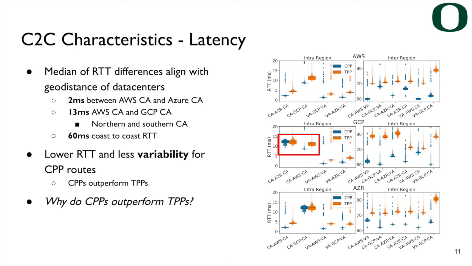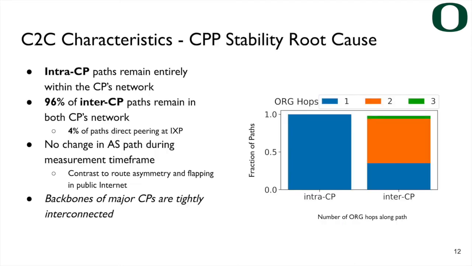Overall, across all paths, we consistently see that CPP paths have lower median RTT and less variability, which is indicative that CPP paths are outperforming their TPP counterparts. Which begs the question: why do CPPs outperform TPPs, given the paid nature of these third-party connectivity providers? To answer that, we dug into our data, and the first thing that we looked into was our traceroute measurements.